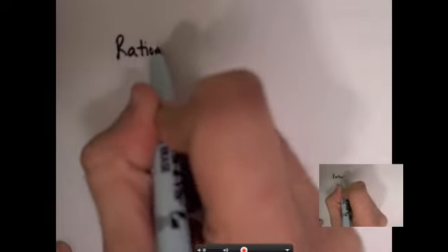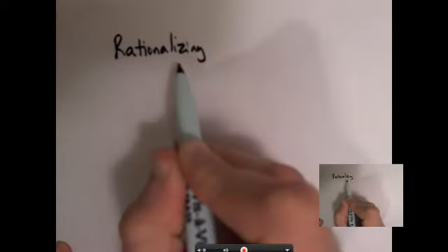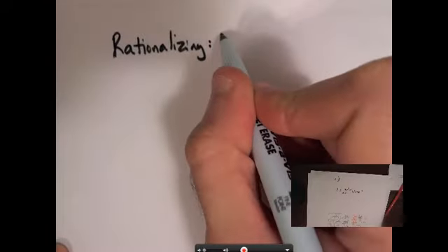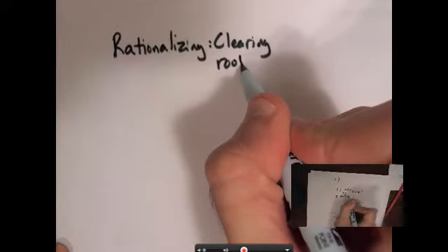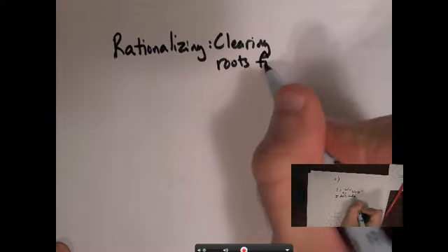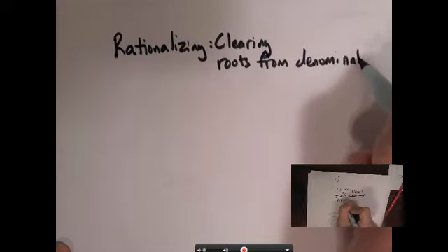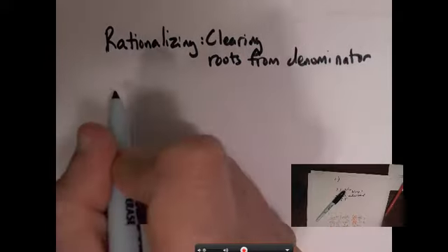It is a little weird talking to myself here, but today, first I want to talk about rationalizing. Okay, rationalizing, we talked about that. Again, it just means clearing roots from the denominator. And next time I'll write that out beforehand. Let's do a few problems together now.